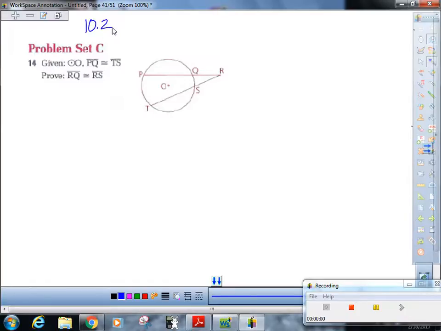What did we learn in 10.2? We learned that if two chords are congruent, then the distances from the center are congruent. Okay? And that's what we're going to need to do to solve this proof.